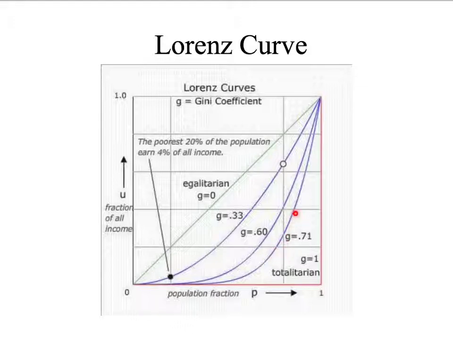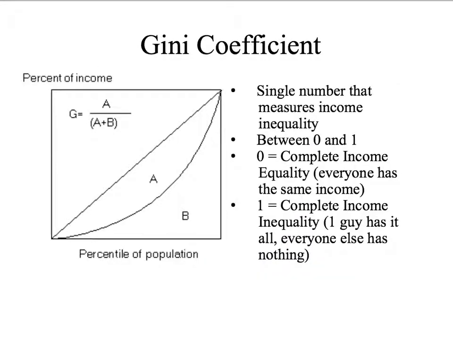So remember, percentages of population on the x-axis and income on the y-axis. Then we have the Gini coefficient, which is a single number that builds from this graph, but boils down the graph into a single number. So it's always between 0 and 1. 0 is complete income equality. Everyone has exactly the same. That corresponds with this 45-degree line in the Lorenz curve.